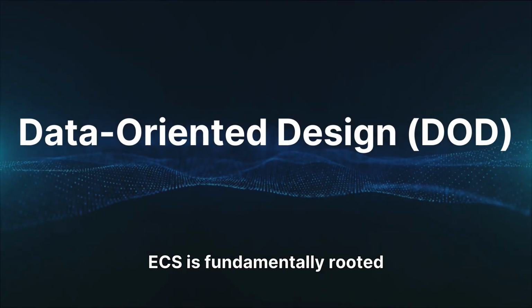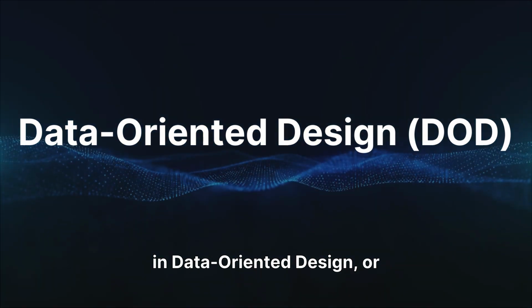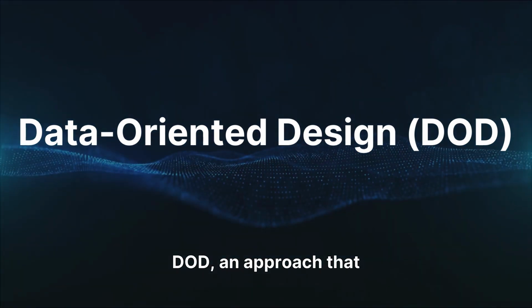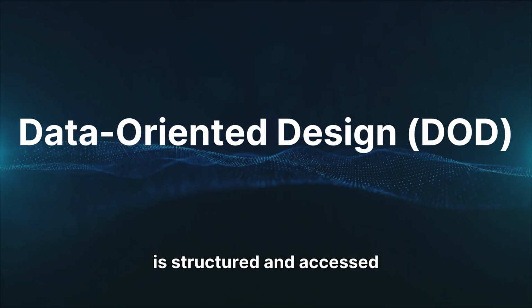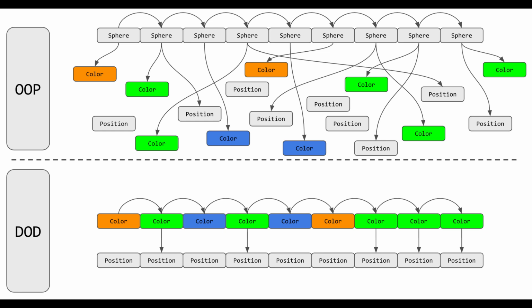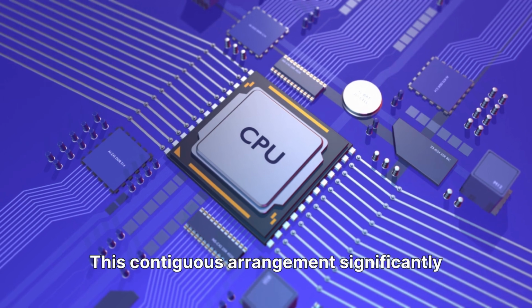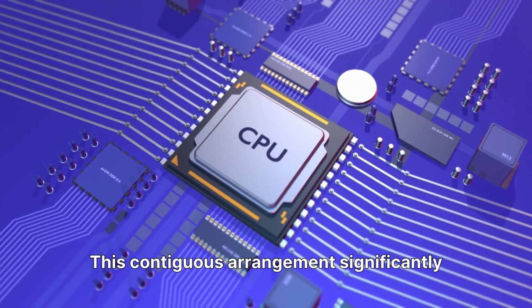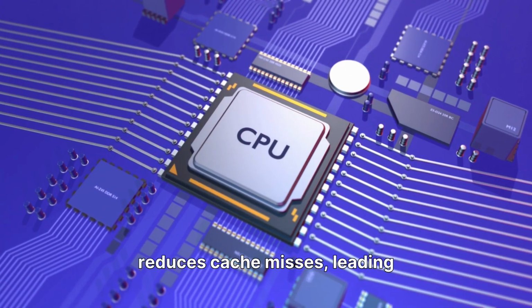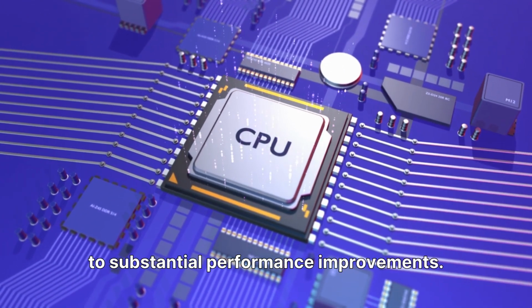ECS is fundamentally rooted in data-oriented design, or DoD, an approach that focuses on how data is structured and accessed in memory. DoD stands in contrast to object-oriented programming, which primarily focuses on objects and their interactions. A key principle of DoD is optimizing memory access by arranging data in contiguous blocks. This contiguous arrangement significantly reduces cache misses, leading to substantial performance improvements.